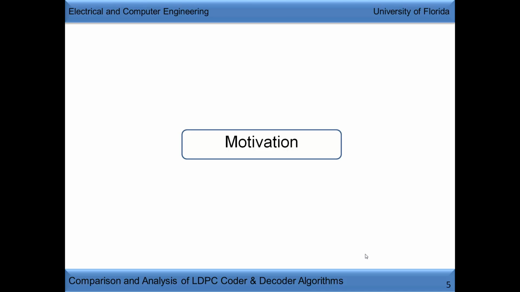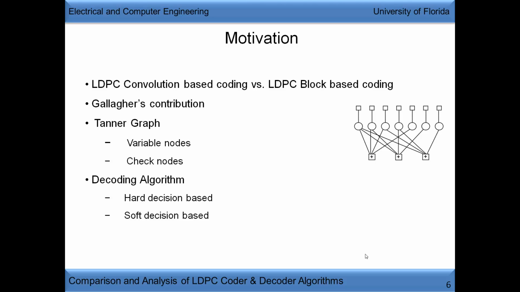The motivation behind this paper, LDPC convolution-based coding versus LDPC block-based coding, it showed that the convolution-based coding performed better even though they were derived at low rates. Gallager developed the LDPC code in the early 1960s. He developed the belief propagation decoding algorithm and also introduced the bit flipping decoders. He introduced the Tanner graph.